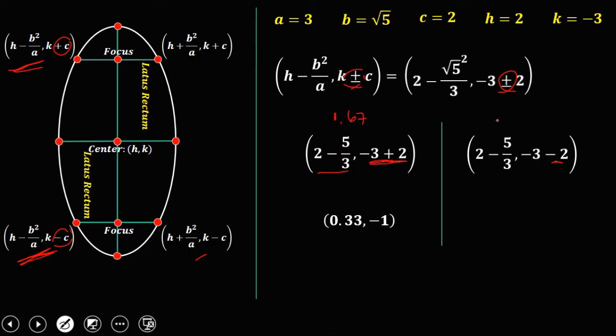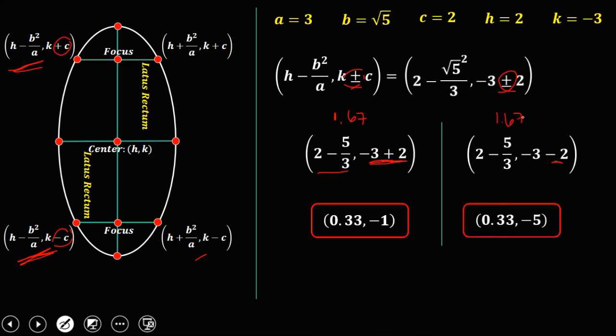Then this 1.67, that's 0.33, and negative 3 and negative 2 is negative 5. So these are the coordinates of this latera recta.